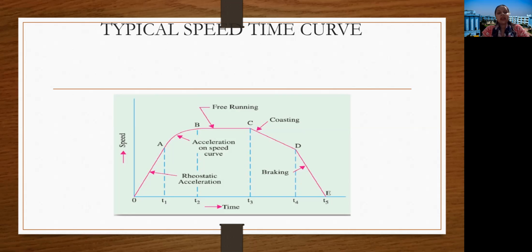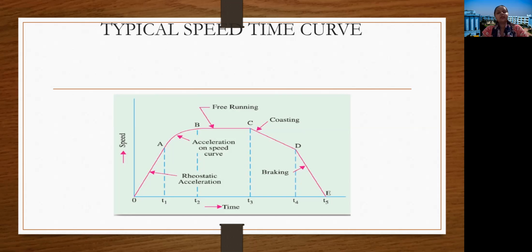After that, point A to point B, time t1 to time t2, it is the acceleration period. Here in this period, the locomotive gets its speed higher, and it gets accelerated and reaches its maximum speed. From point B to point C, time t2 to time t3, this is the free running period. Here the locomotive has already attained its maximum speed and it's constantly running at that particular speed.